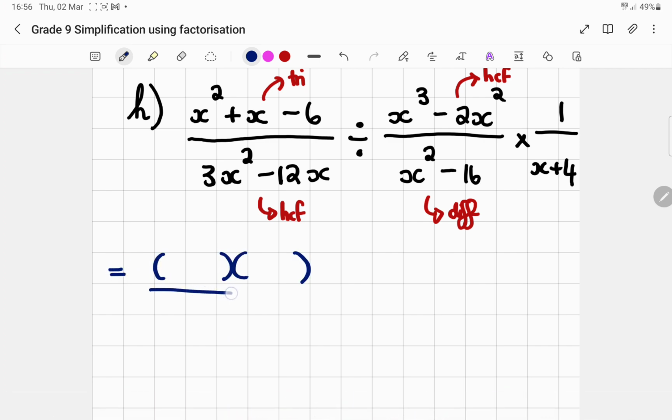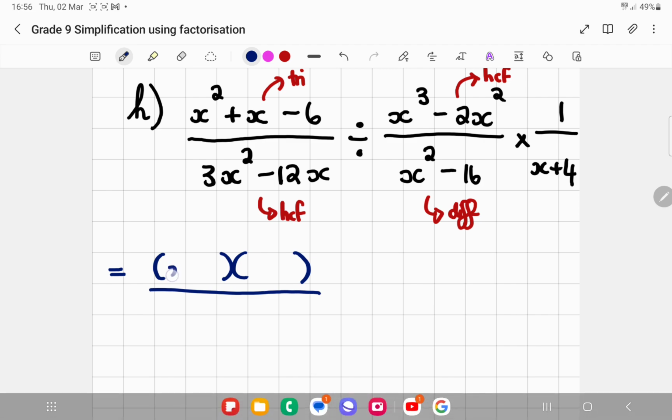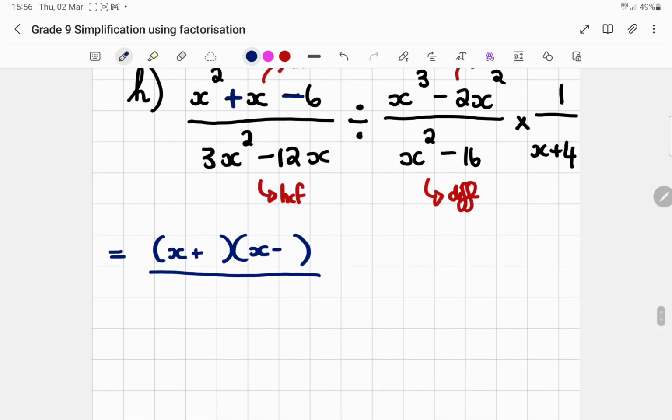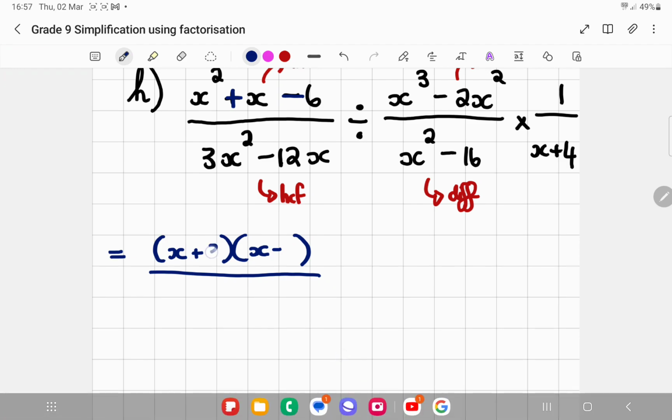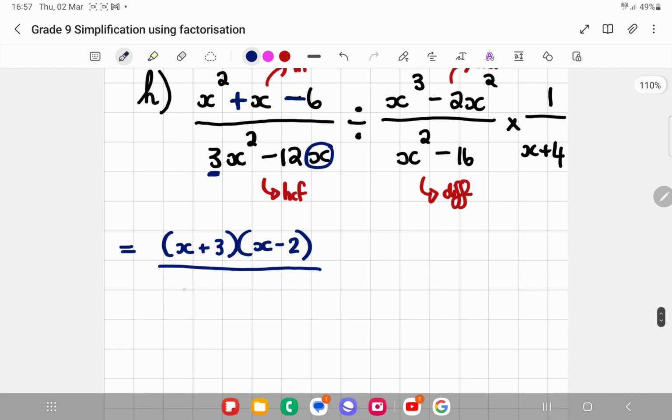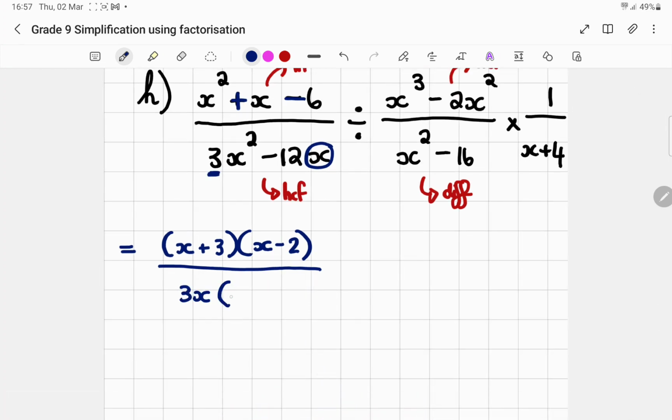Okay, let's start with the top. It was a trinomial. So the x splits, they are different. Plus is the first one. And what times what gives you 6 if you add or subtract? 3 and 2. Plus 3 minus 2 does give you that positive 1. Over here, can you see there's a common x? And I can take out a 3. So 3x, and what is left? x minus 4. Okay, so just check yourself. 3x squared minus 12x, that's correct.